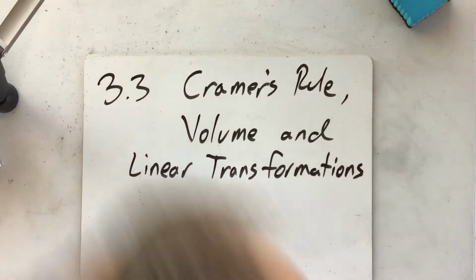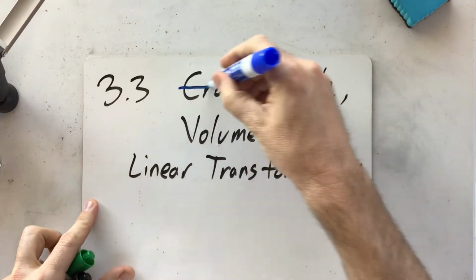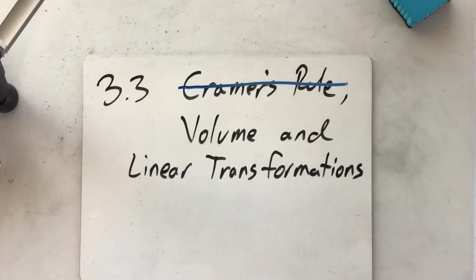Time for 3.3, Cramer's rule, volume, and linear transformations. And I'm going to tell you right now, we're going to skip one of these. We're going to skip Cramer's rule. Cramer's rule is interesting. Don't feel like you're being cheated. I skip this most semesters. I like the idea of Cramer's rule, but it's a cuttable thing from the semester.